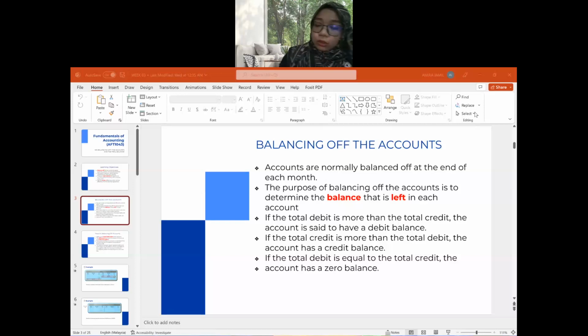If the total debit is more than the total credit, the account is said to have a debit balance. I will show you later. And if the total credit is more than the total debit, there's more on the credit side, and the account is said to have a credit balance. But if it is totally the same, an equal amount of debit and credit, it has a zero balance, so nothing will be transferred to the trial balance. The account will be closed off.